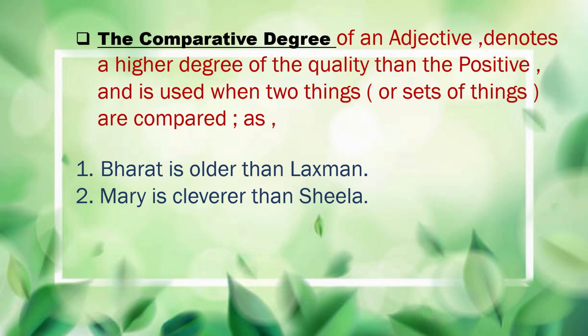The second one is comparative degree. The comparative degree of an adjective denotes a higher degree of the quality than the positive, and it is used when 2 things or sets of things are compared. For example, Bharat is older than Lakshmanan. Mary is cleverer than Sheila.